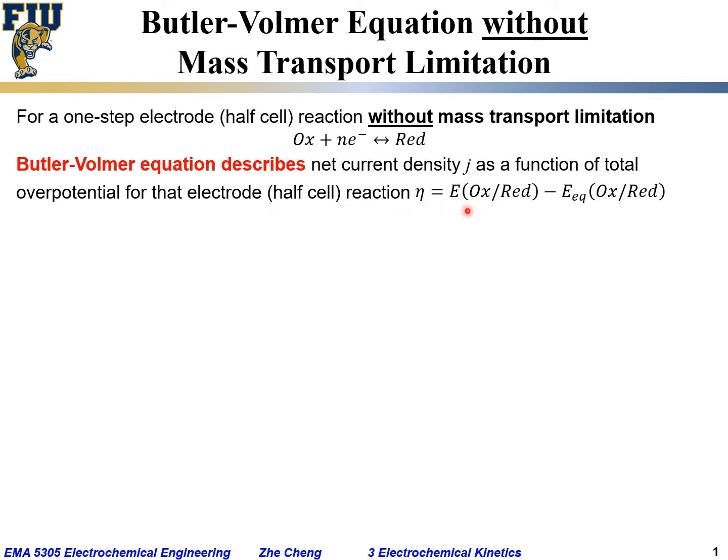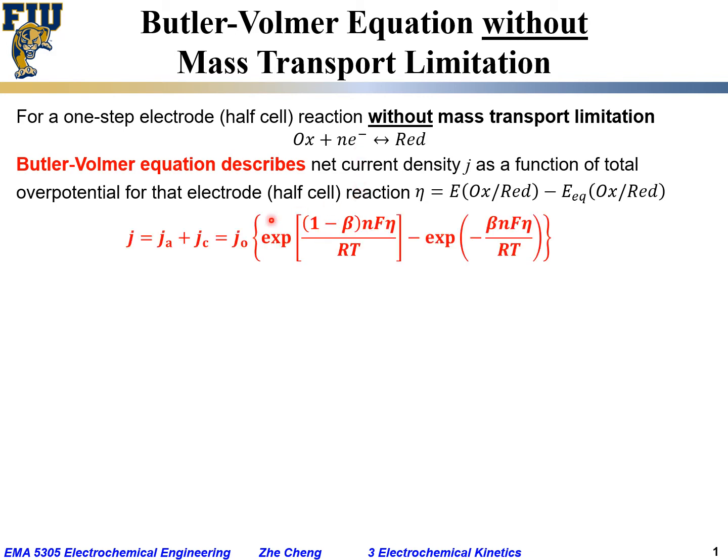And eta, as we said before, would be the actual potential for the redox reaction minus the equilibrium potential for that redox reaction. That's our overpotential, the difference between actual versus equilibrium for this redox or half-cell reaction. And then the equation goes something like this.